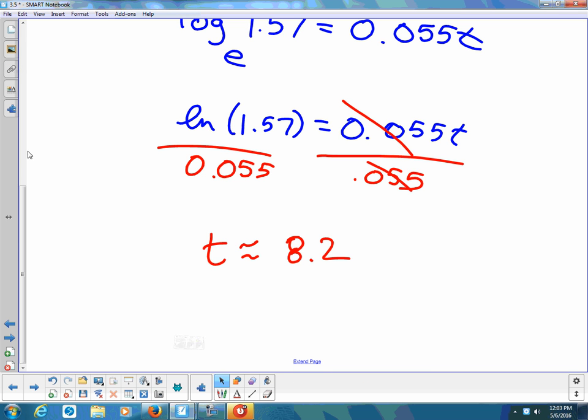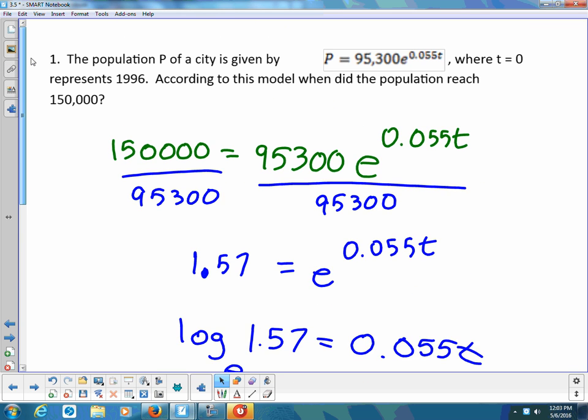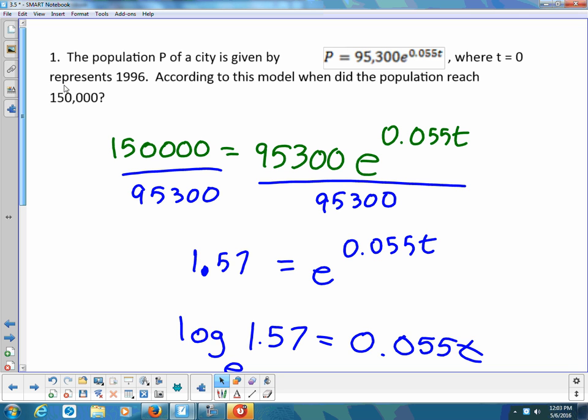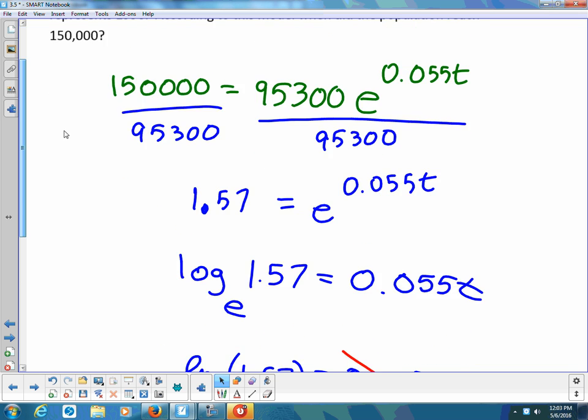2004.2. Because t equals 0 is 1996, so 8 years later would be about 2004. Are we okay with this? Okay.